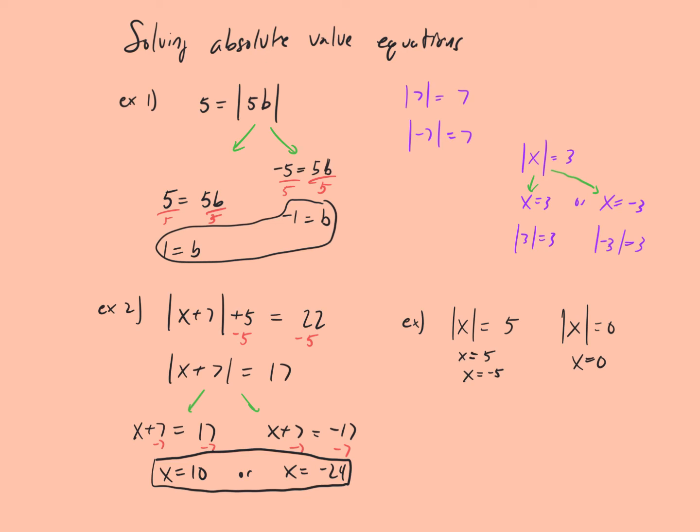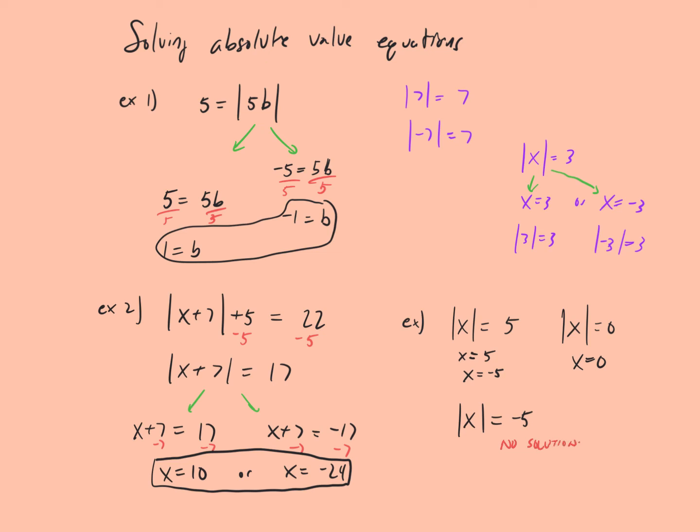And there are some of these that also have no solutions. So what would absolute value never be able to equal? Something like negative 5. There are no numbers that are negative 5 away from 0, because distance is always positive. And so this problem would have 0 solutions, or no solutions.